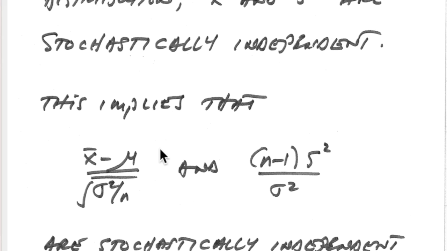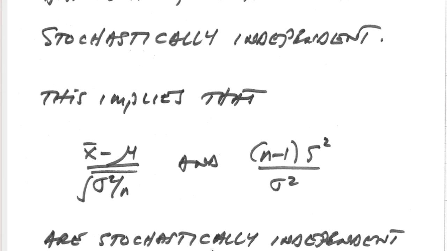And so that implies that the standardized version of x bar, x bar minus mu over the square root of sigma squared over n, and also n minus 1 times s squared over sigma squared, those two random variables are stochastically independent as well.